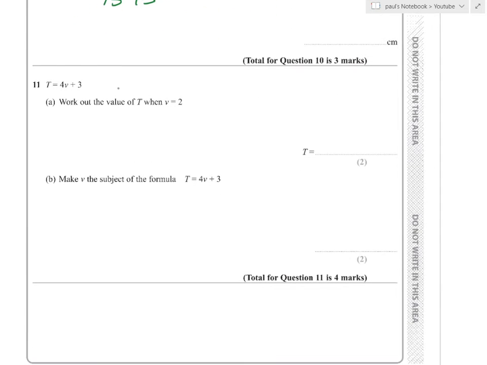Little bit of algebra coming up now. Work out the value of t when v is 2. So t equals 4 times 2 plus 3, which is 8 plus 3, which is 11. Make v the subject, so take away 3. So t minus 3 equals 4v. And then divide by 4. So (t minus 3) divided by 4 equals v.